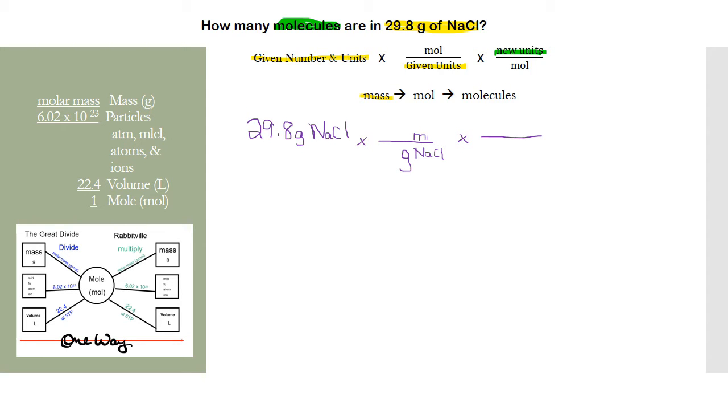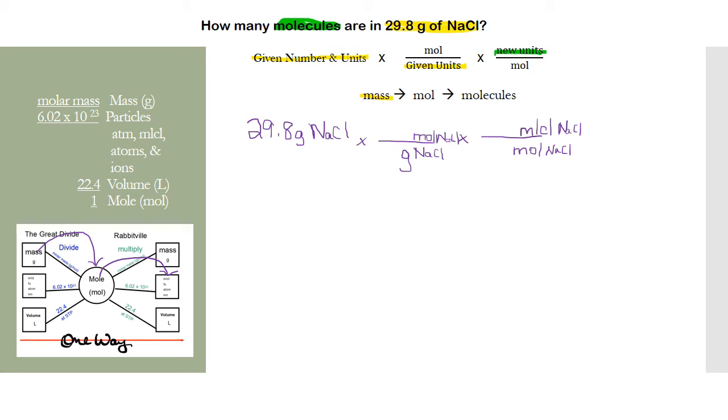And I have to go through the mole, because over here on my map that's going to the mole, so I'm going to moles, and I want to get rid of moles. So then I write moles down here to get rid of moles so they'll cancel out. And I'm going to go from moles then to my molecule box. So I need molecules because that's what I'm trying to end with. And you can write NaCl after all of these.